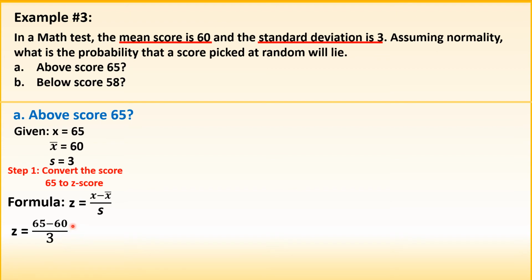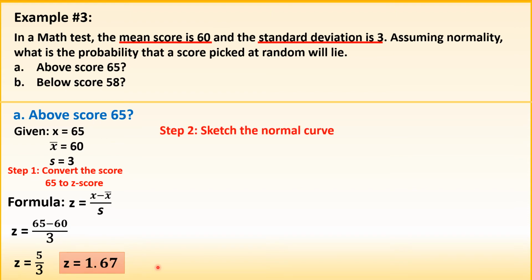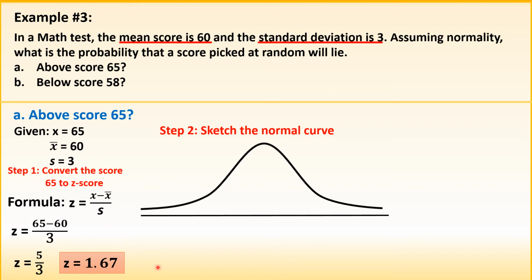Then, subtract natin yung numerator. We will have now z is equal to 5 over 3. Then, divide natin tong dalawa. Ang z natin ay 1.67. Then, second step natin ay sketch niyo ang normal curve. Kasi kailangan nating i-locate ang 1.67. So, ito yung 1.67. Since ito ay above score 65, so ibig sabihin, nandito tayo sa right side. So, ito yung kukuhanan natin ng area.